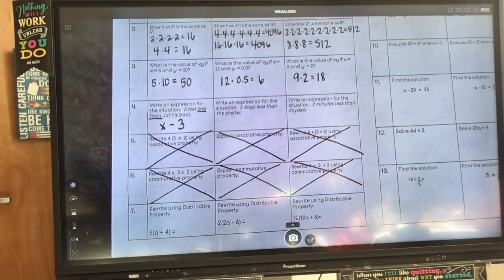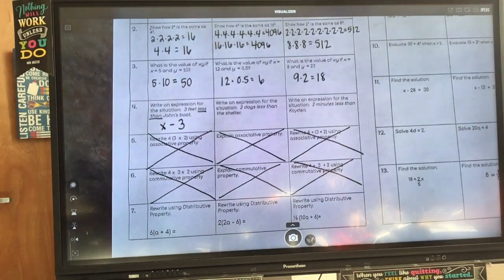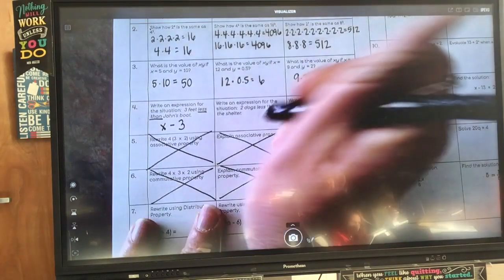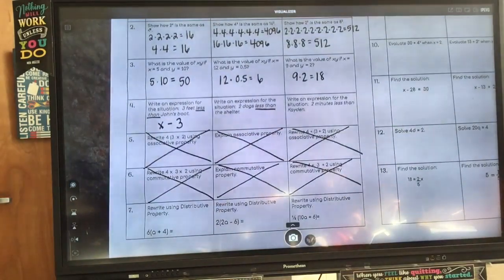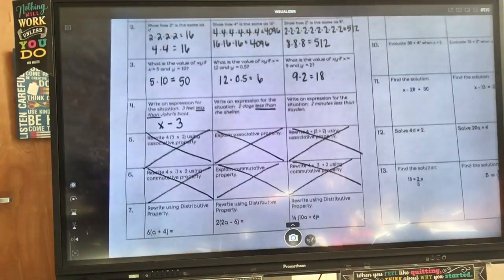Alright, so the next one says write an expression for the situation, 2 dogs less than the shelter. So again, we have that switch phrase right there. So what do you think our expression is going to look like? Delilah? X minus 2.